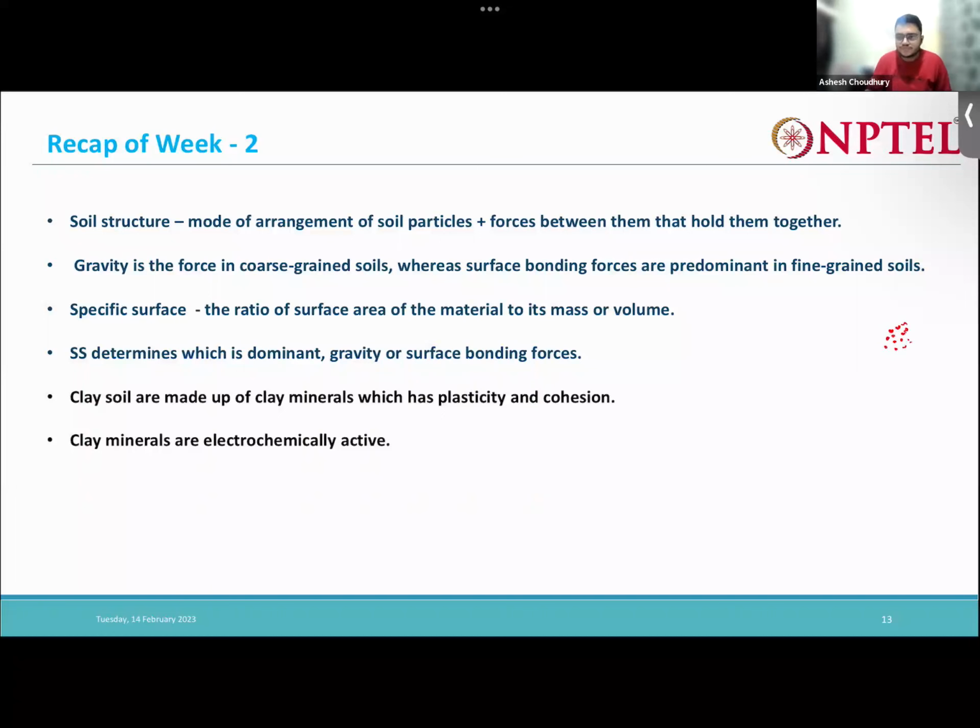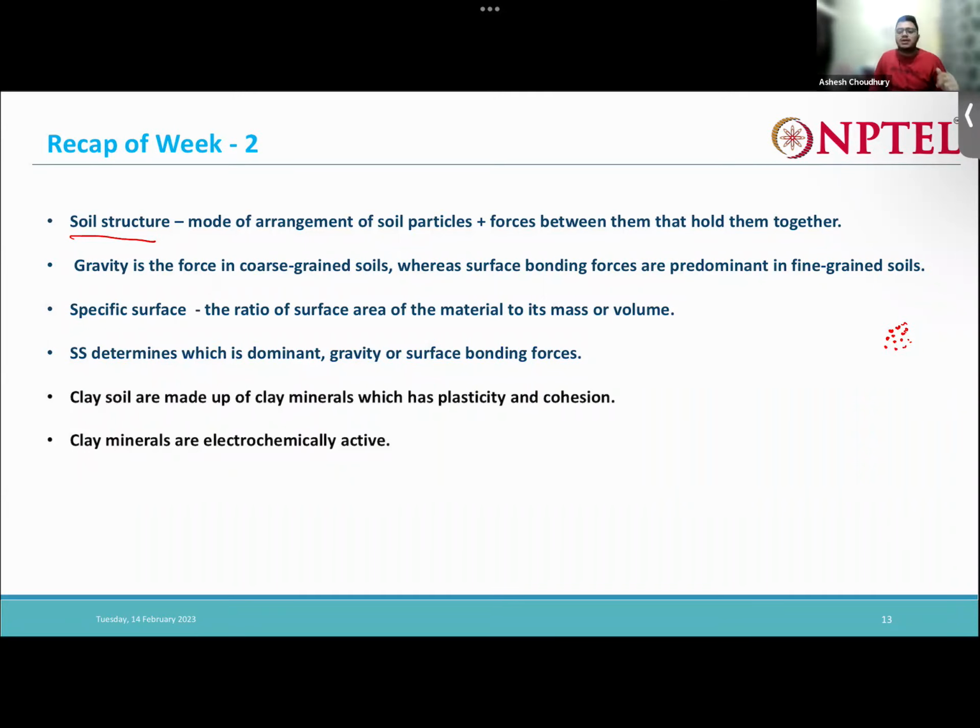Okay, so if you zoom a particular amount of soil, you take in the hand and zoom with the help of a microscope, you will see that the soil particles are arranged in a particular fashion. So what is the soil structure? The soil structure is the arrangement of those particles plus the forces holding those particles. Okay, so both together we call the soil structure. One part is the arrangement and the other part is the forces that hold those particles together.